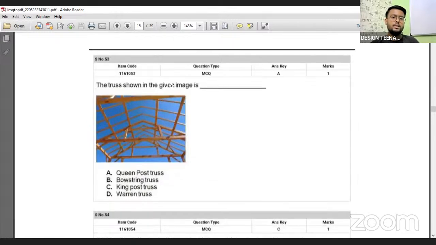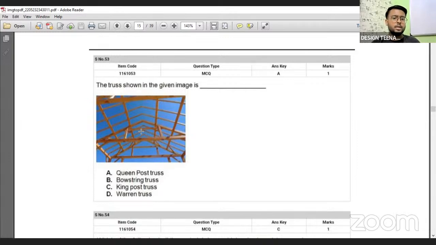The truss shown in the given image below is what? Is it a queen post truss, a bowing truss, a king post truss, or a Warren truss? Now see, these are things that you will definitely understand in college. So what is a truss? This triangular section with the kind of orientation of these blocks, how they have been arranged, this is a queen post truss.